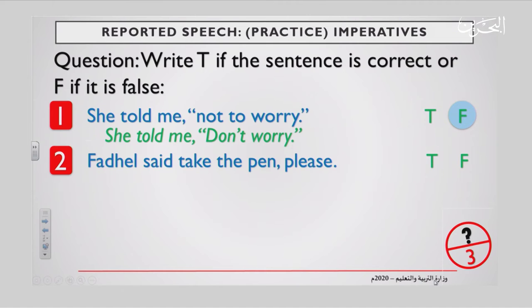Number two. Father said, "take the pen, please." What do you think? Okay, let's check the answer. The answer is false again. Why is that? Father asked me to take the pen. You do not say "said take". It's wrong. You say "asked me to take the pen", to make it indirect speech.